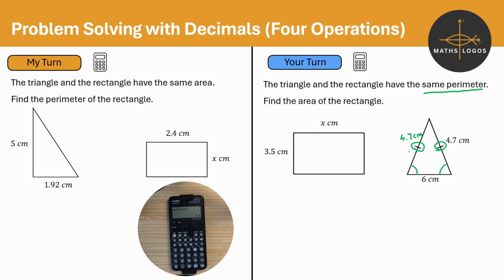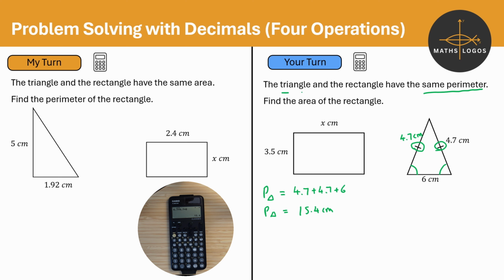The perimeter of the triangle is the sum of all those sides. So let's go ahead and do that. We'll say the perimeter of the triangle, let's write it like that for short. So the perimeter and then a little triangle beneath is 4.7, add 4.7, add 6. And let's work out what that is using our calculator. So 4.7, add 4.7, add 6. That gives me an answer of 15.4 centimeters, like that.